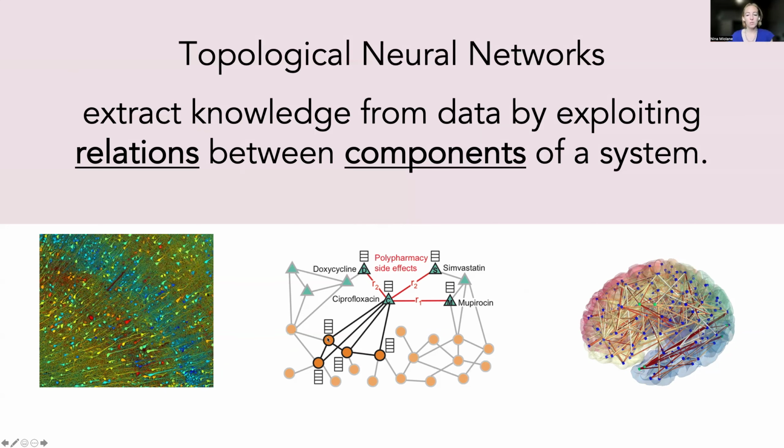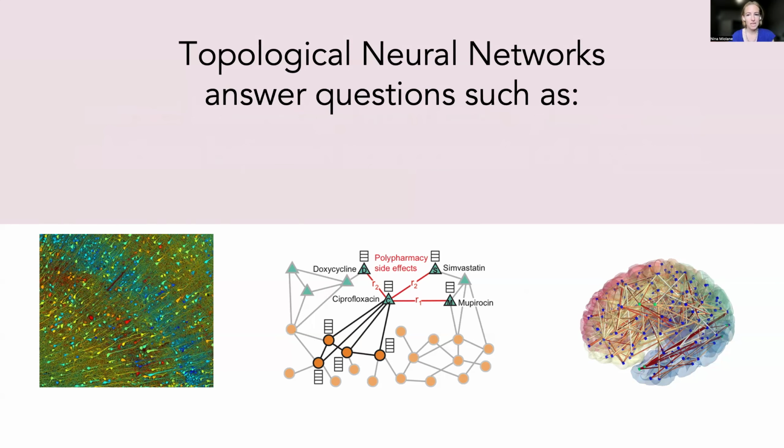And relations could also be functional relations, which is illustrated with this functional connectome here, where the components would be brain areas. The relations between these brain areas would be whether two brain areas tend to activate together, are correlated. So the goal of topological neural networks is to extract knowledge from data by exploiting such relations between components of the systems.